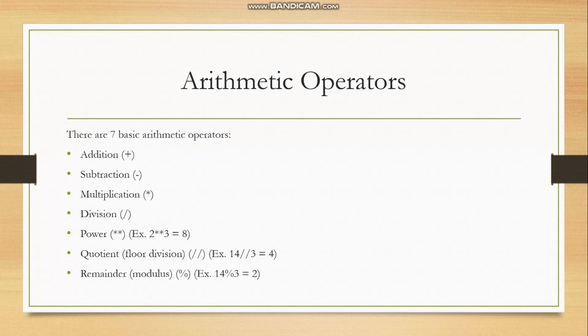Now the remainder, also called modulus, is basically just you take that remainder part. Again, when you divide 14 divided by 3, you get 4 remainder 2. So the 4 part is quotient or floor division, and the 2 part is the remainder, which is the modulus.